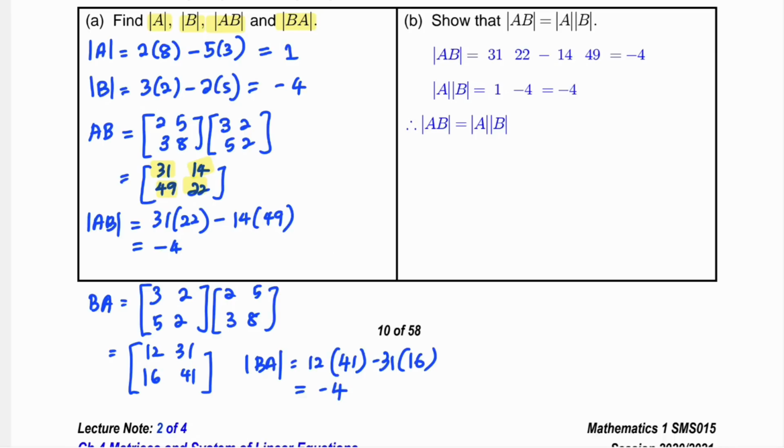For the alternative way, there is an alternative way to find the determinant of AB and determinant of BA without multiplying the matrices themselves. You can refer to the properties of determinant, which will be discussed afterwards.